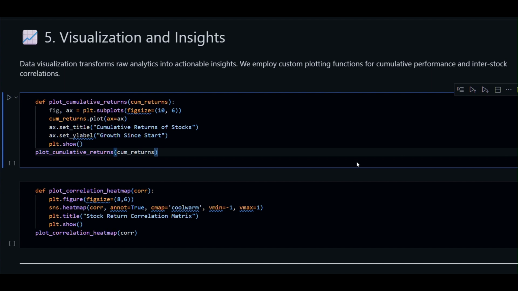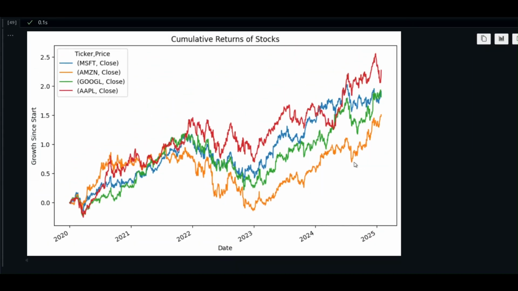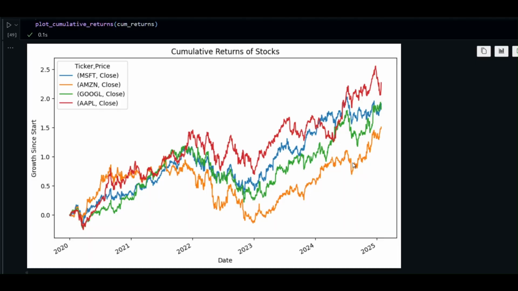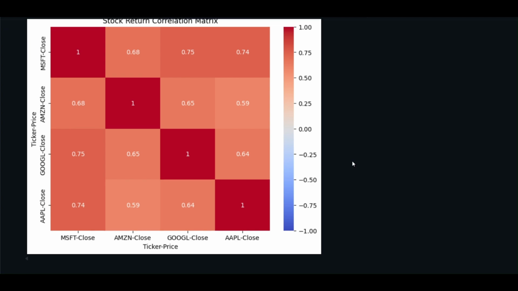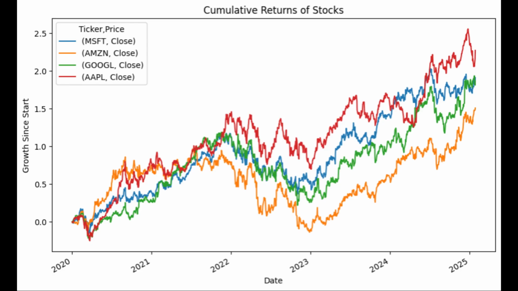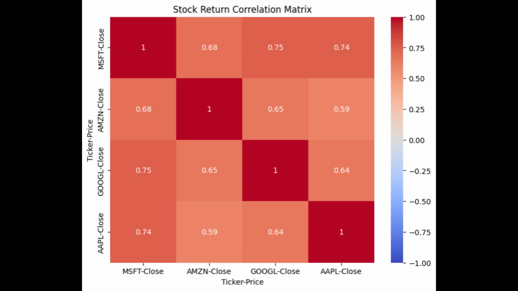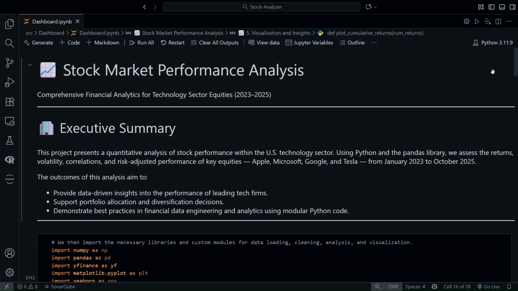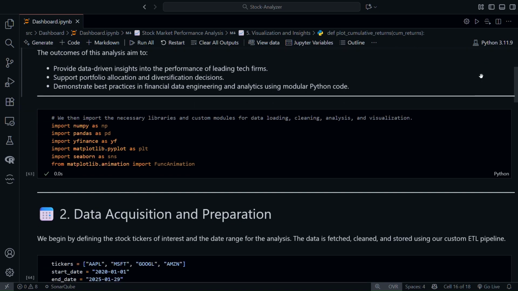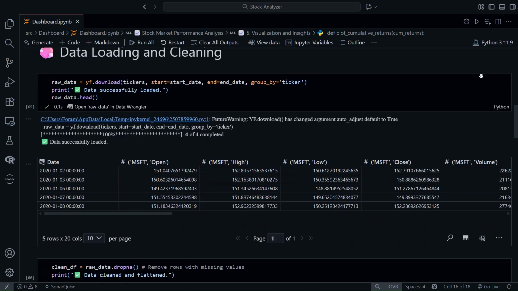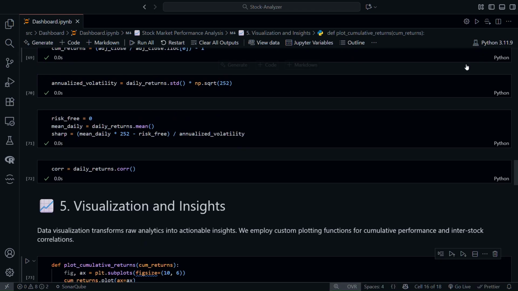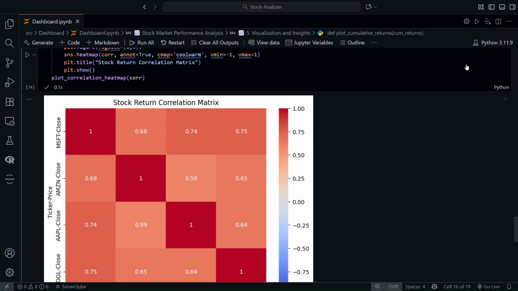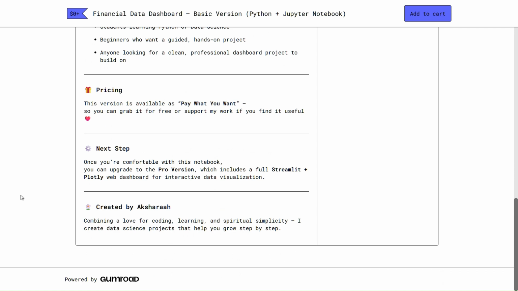Once all metrics are ready, we can visualize them in one place. Here's a summary chart of cumulative returns, and the correlation heat map one after another. This gives us a complete picture of how each stock performed, how risky it was, and how it relates to others in the market. And that's it. With just one Jupyter notebook, we were able to collect live market data, clean it, analyze performance and risk, and visualize everything clearly.